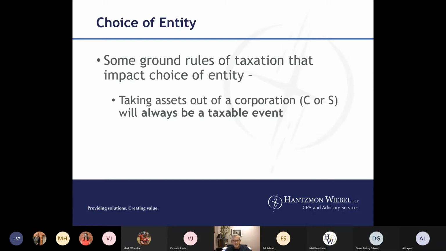One of the next basic rules is that taking assets out of a corporation, whether it's a C or an S, will always be a taxable event. Since 1986, when they repealed the General Utilities doctrine, there is no way to get assets out of a corporation without them being taxable. Now, obviously if it's an S, it passes through, but it's still a taxable event. Particularly if you haven't sold those assets, you can end up with a tax bill with no cash and really being pretty much in the same position you were before.